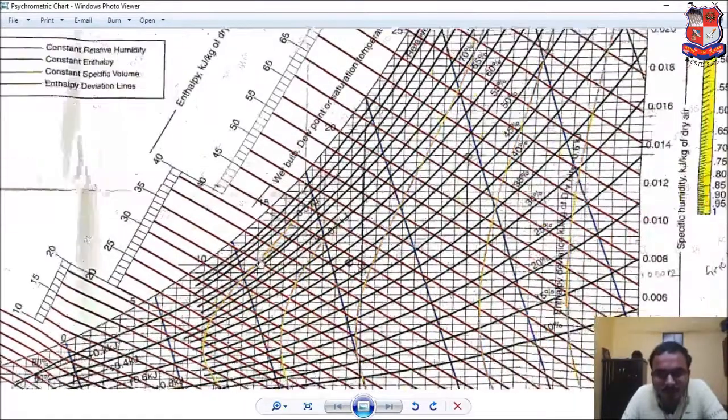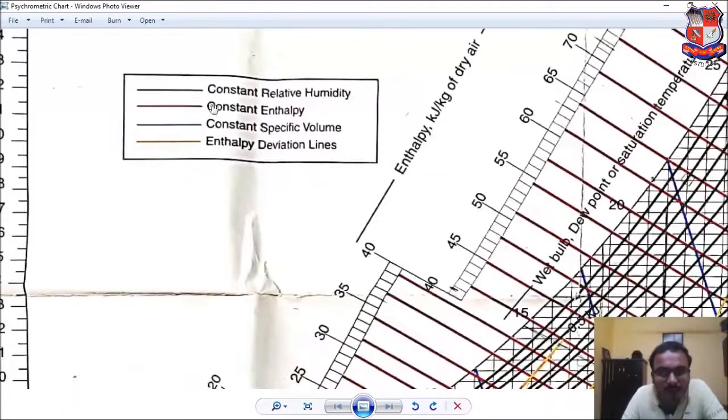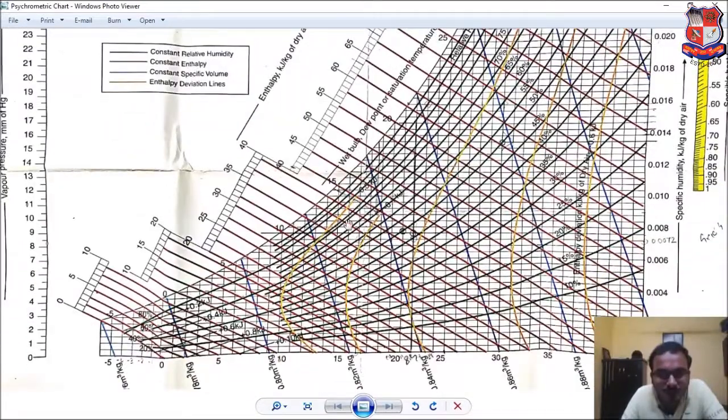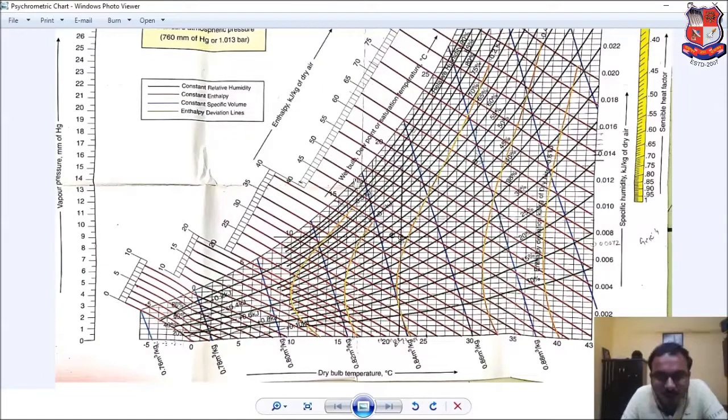That is, as it is shown here, that it will be denoted with black color. So all these curves which somewhat look parallel to the saturation curve, all these black color curves, are the constant relative humidity lines.